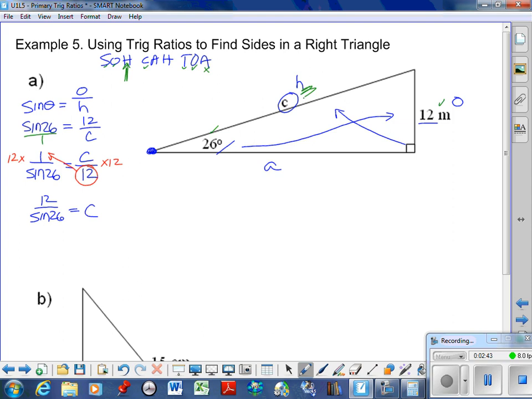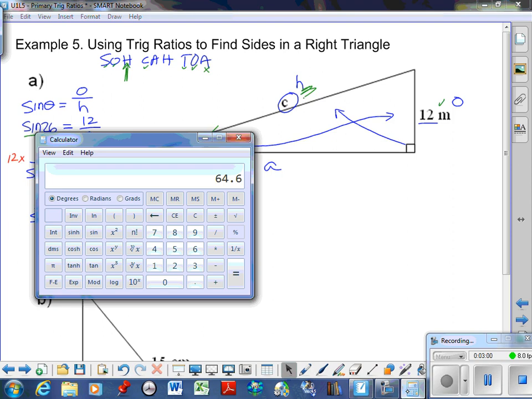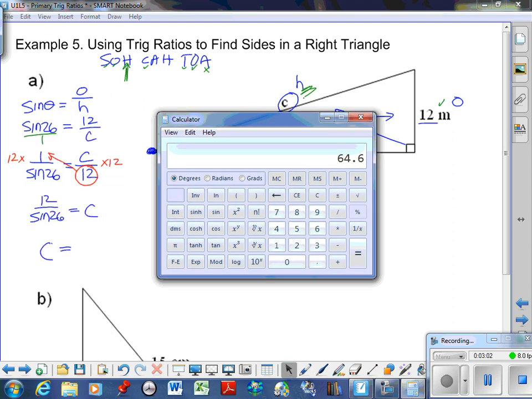And for the people in here that are on the, let's call it the efficient side, you can leave your answer in that format. I would be super happy because this is an exact answer. For those that freak out a little bit when they're not allowed to touch the calculator, you may go ahead and calculate that. So bringing up my calculator, it would be 12. Then I would hit my divide button. Now I'm going to have to enter my angle first. That's the way my calculator works. 26 sine. I hit the sine button, and it spits out.